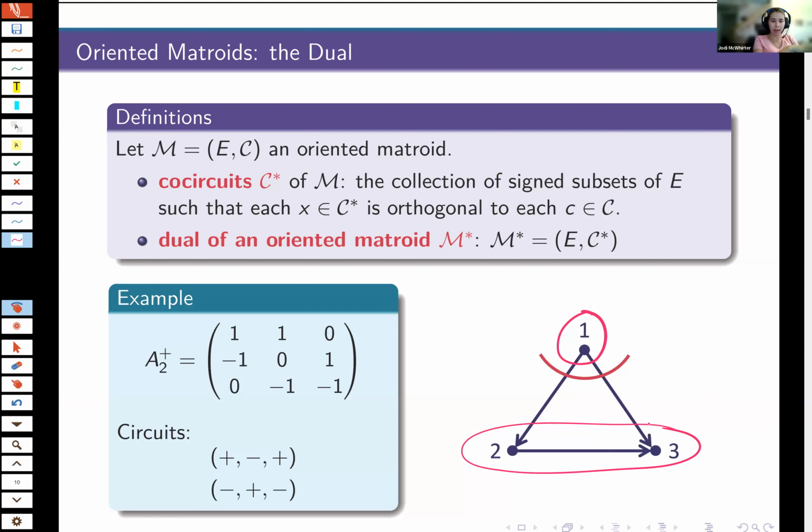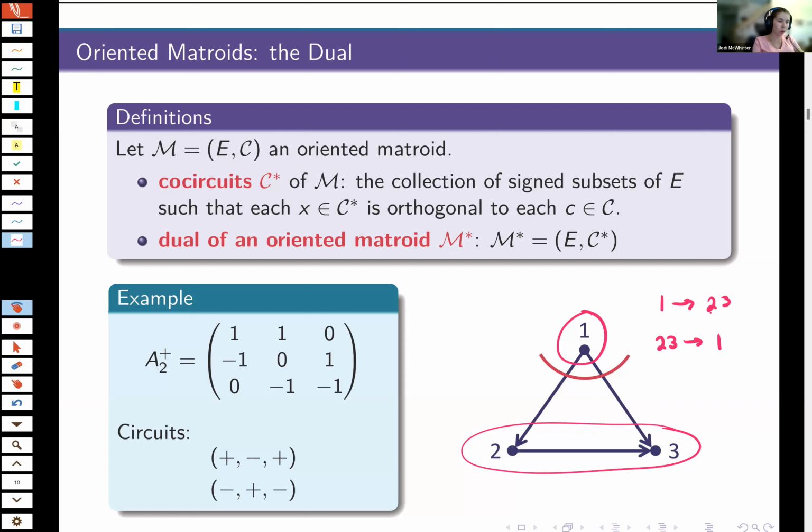And the way that I like to think about these new connected components is that one of them is a source set and one of them is a sink set. So I could think of my set 1 going into my set 2, 3. And on the flip side, I could think of my set 2, 3 going into my set 1. And these would give me 2 different co-circuits.